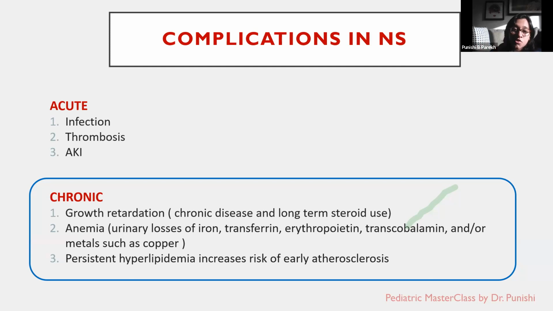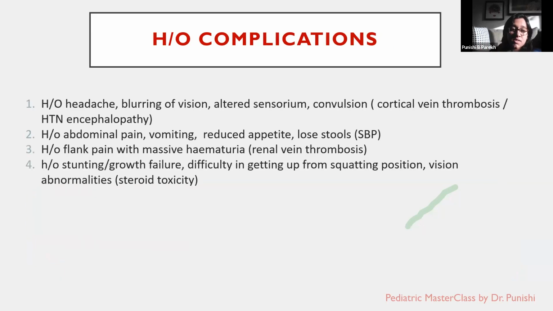So we know what the complications of nephrotic are in acute and chronic. Now, how will you ask questions to rule out those complications? The first one is history of headache, blurring of vision, altered sensorium, and convulsions. All of this could be either to rule out a thrombosis of the cortical vein or cerebral vein, or to rule out hypertensive encephalopathy. The symptoms will be pretty much the same in both. They will both come with these CNS complaints of headache, blurring of vision, convulsions, etc.